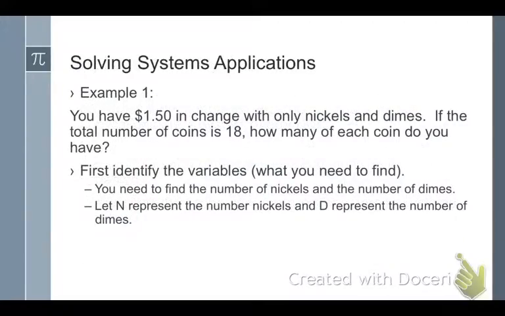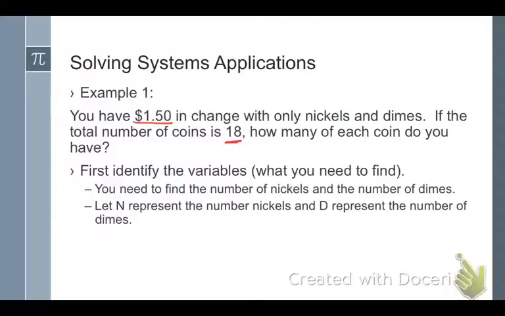So here's our first example. You have $1.50 and change with only nickels and dimes. If the total number of coins is 18, how many of each coin do you have? So it sounds like there's not enough information here at first because there's only 2 numbers. But you have to take in some other understandings, like how much is a nickel worth and how much is a dime worth. If you ever have a question on that, you can always ask me. I will answer questions like that.